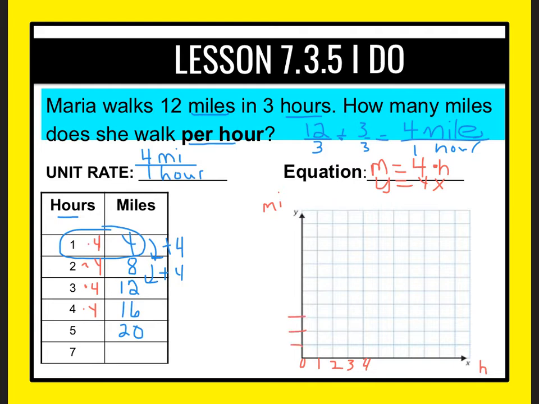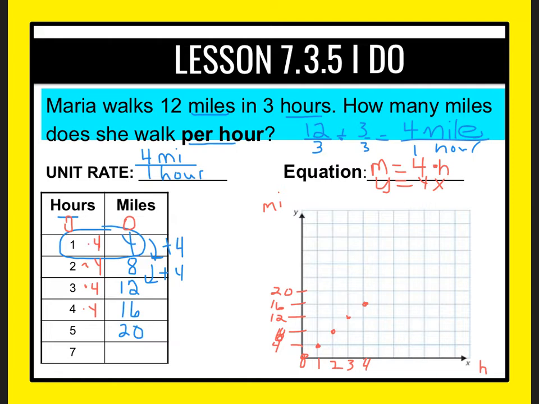I'm going to go ahead and choose my intervals of 8, 12, 16, 20. So if Maria walks 0 hours, right, 0 miles, well, she didn't walk that day. 0, 1 hour, 4 miles. 2 hours, 8 miles. 3 hours, 12 miles, and so forth. So you can see that nice constant rate of change again in your graph, okay?